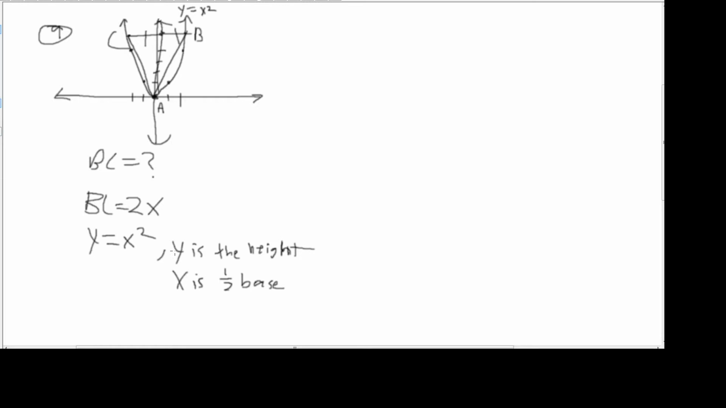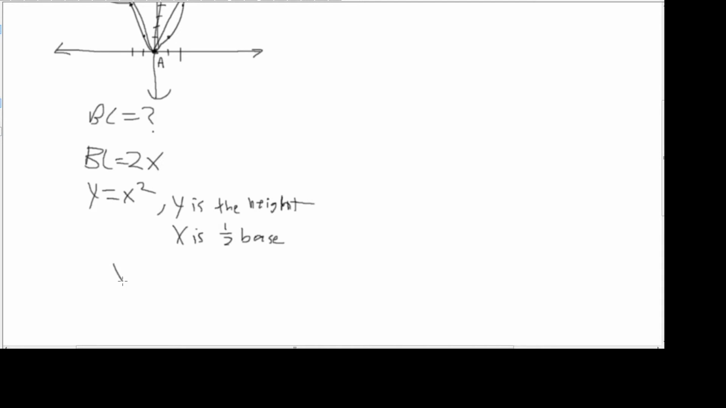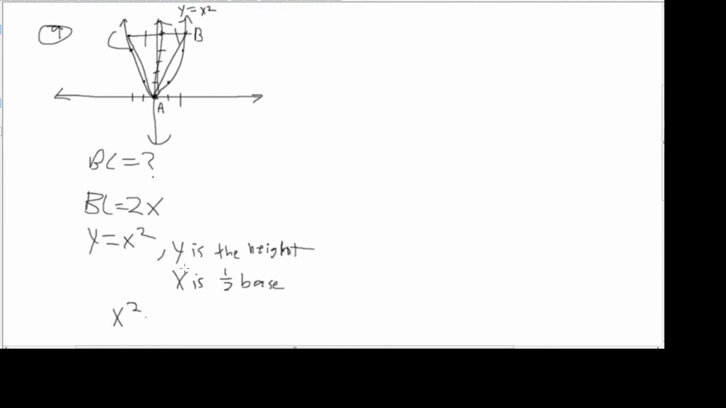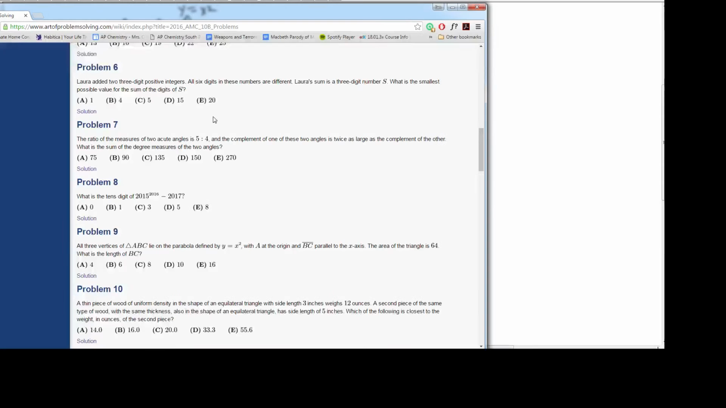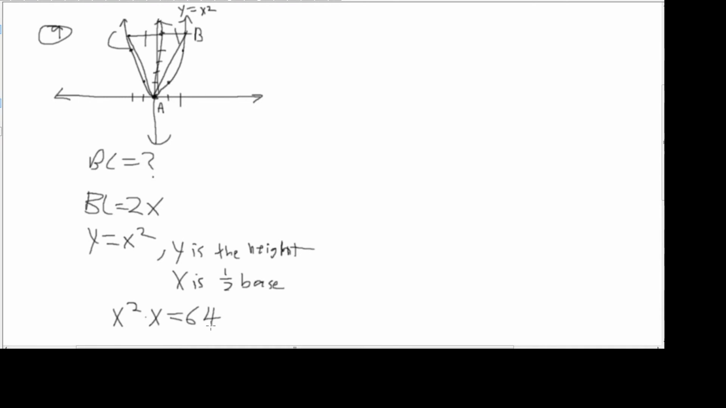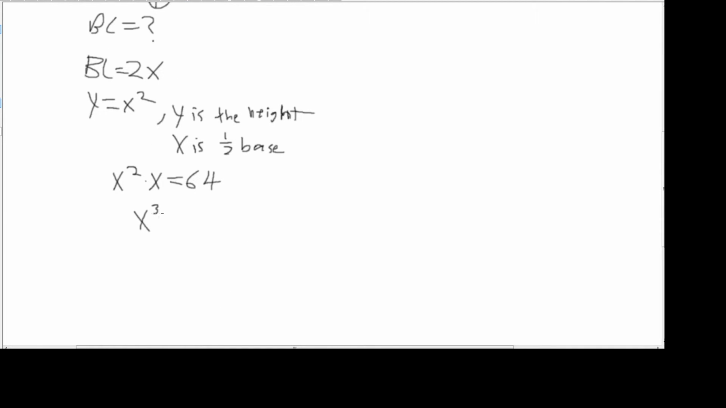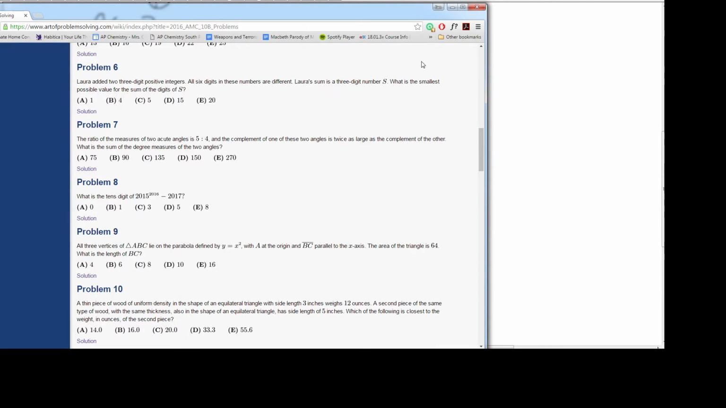So now that we have this, we know that x squared times base over 2, which is equal to x, is equal to 64. So now we just have x cubed is equal to 64. Knowing your cube roots, x should be equal to 4, because 4 times 4 is 16, 16 times 4 is 64. So BC is equal to 2 times 4, which is equal to 8. And you have C.